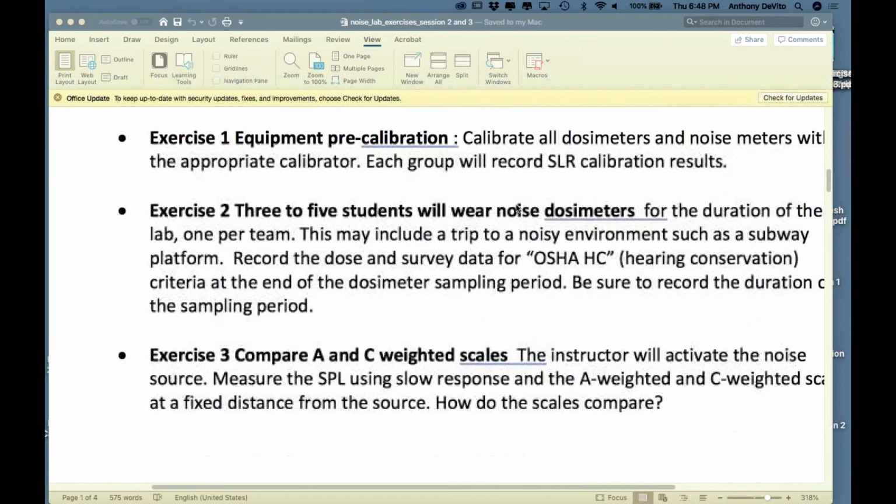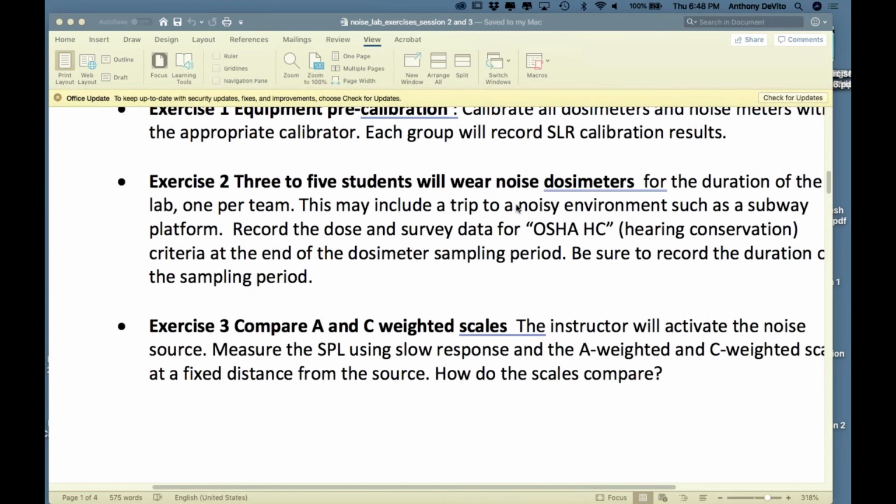The third exercise is that 5 students, 1 person in your team, will wear a noise dosimeter for the duration of this show that we're doing here, so that we can see if we actually read a change in the dose. If I make enough noise in here, you might actually be able to see a % or two by the end of the day. And what do you think of the idea? Maybe sending 1 or 2 people home with them.